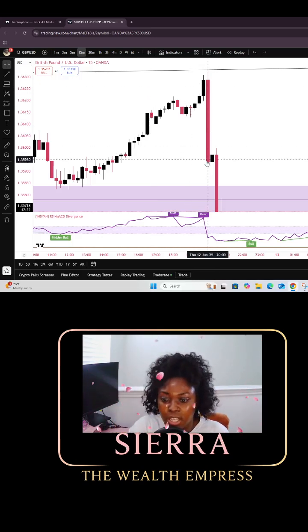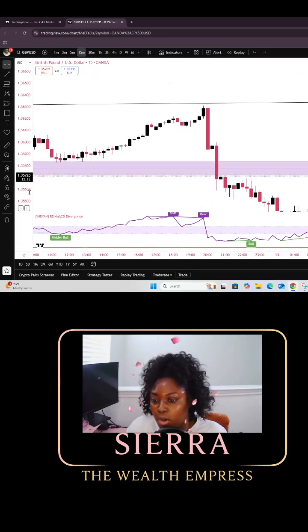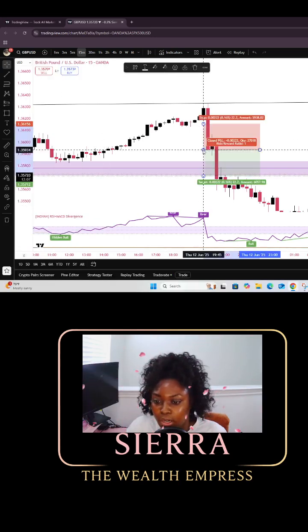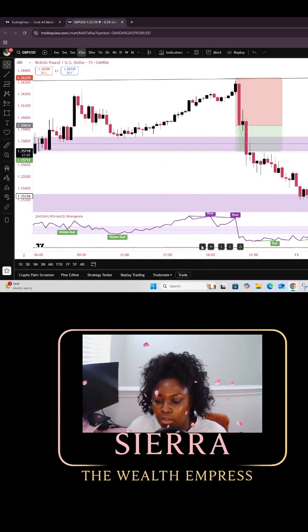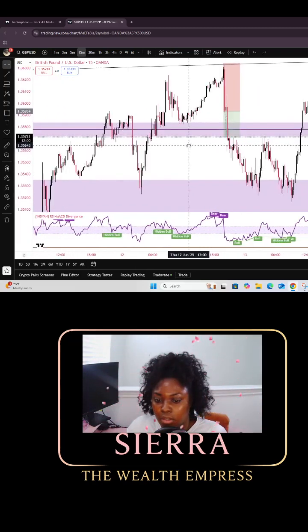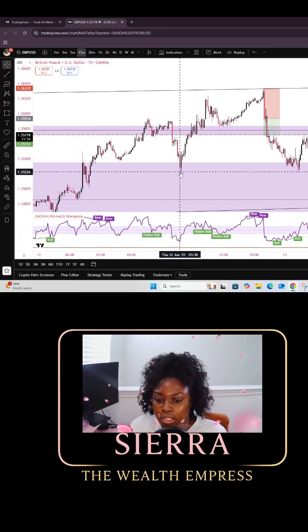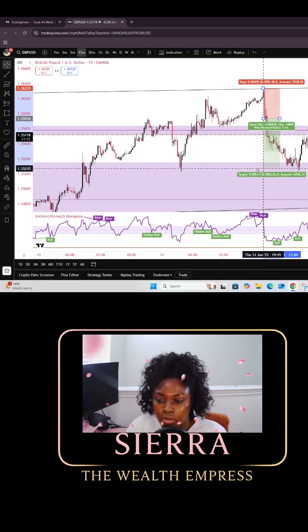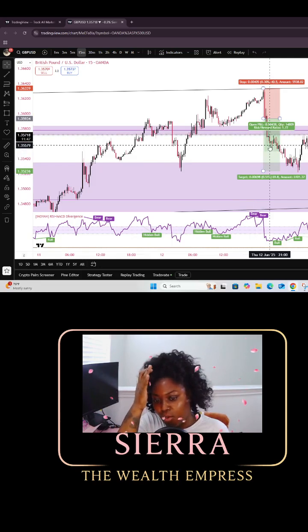But as you can see, this is a heavy candle. It has a very small wick at the bottom and a small wick at the top. Price started up here. It closed down here. Bears came into the market. Okay. So your entry would have been here, and then stop loss up here, and TP down here at your last low. It was not quite a 1 to 2.